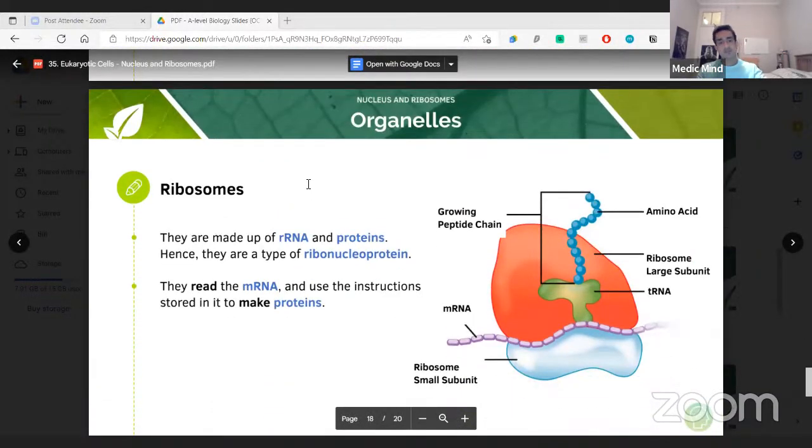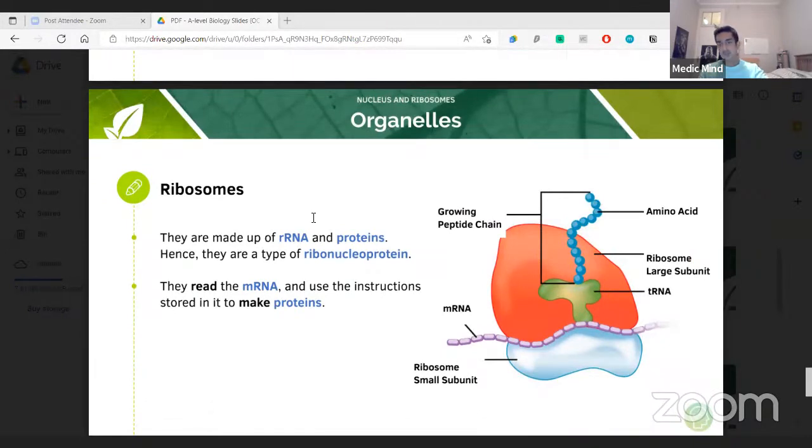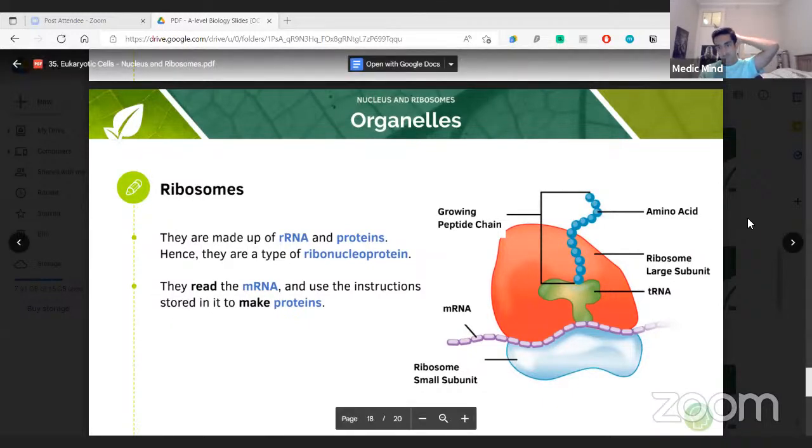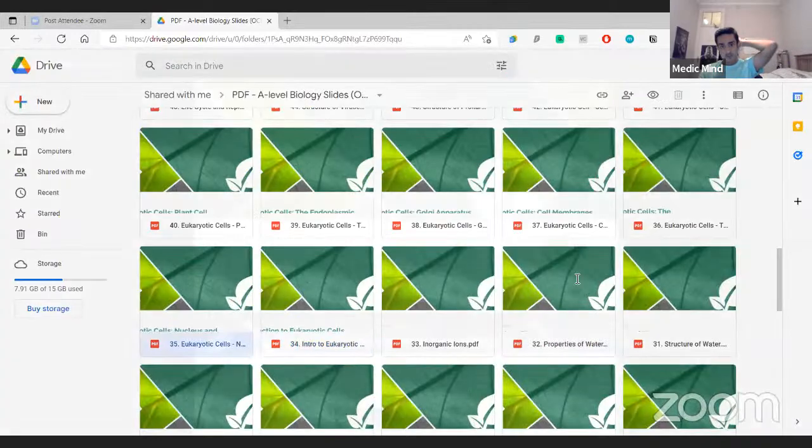But ribosomes are made up of rRNA and proteins, hence they're a type of ribonucleoprotein, and they read the mRNA and use the mRNA to make proteins. That's their job. Okay.